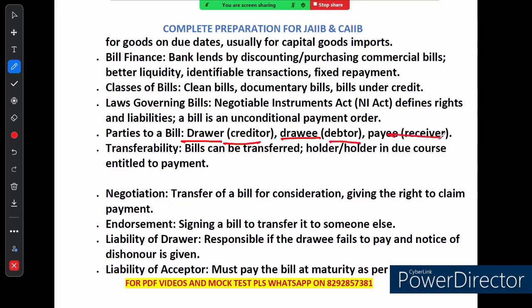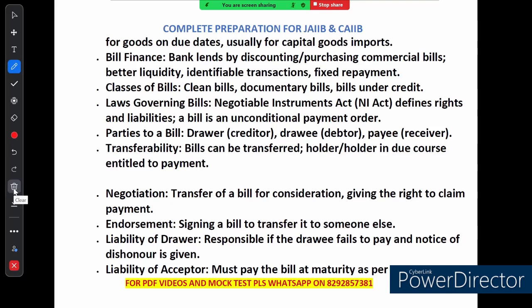And the payee is the one who gets paid. That's a quick breakdown of DPG and bill finance, right? Now let's talk about the transferability. Bills can be easily transferred. The holder in due course is entitled to the payment, right? Whoever is holding the bill and is in due course will be entitled to the payment of the bill.